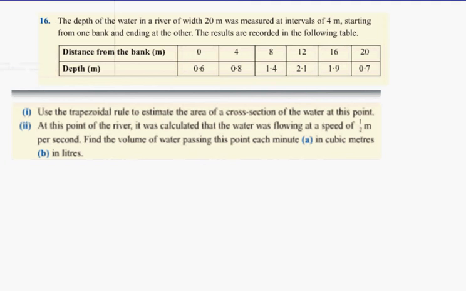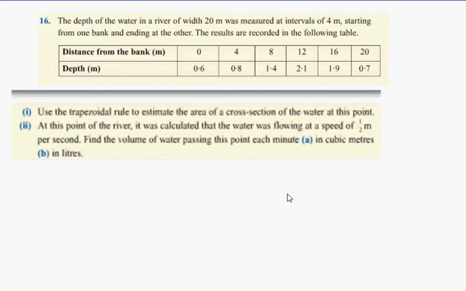The depth of the water in a river of width 20 meters was measured at intervals of 4 meters, starting from one bank and ending at the other. The results are recorded in the following table. Use the trapezoidal rule to estimate the area of the cross section of the water at this point.